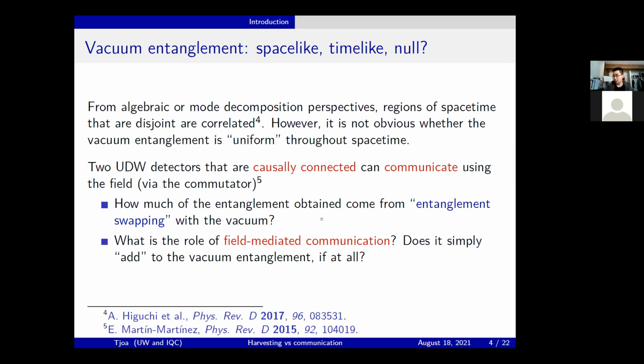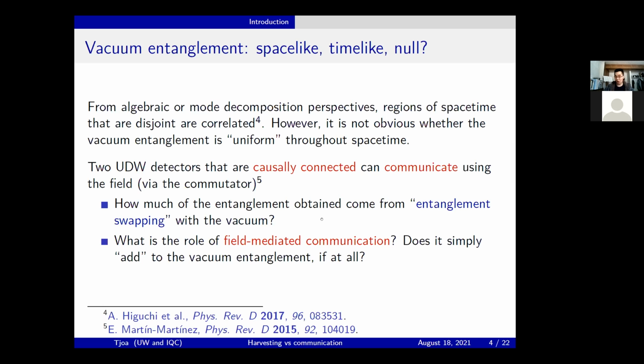The reason is that the field is essentially providing you with wave propagation, and that wave propagation can be used to actually propagate information. And therefore, it is important to ask how much of this entanglement, if the detectors are not space-like separated, really comes from entanglement swapping from the vacuum.